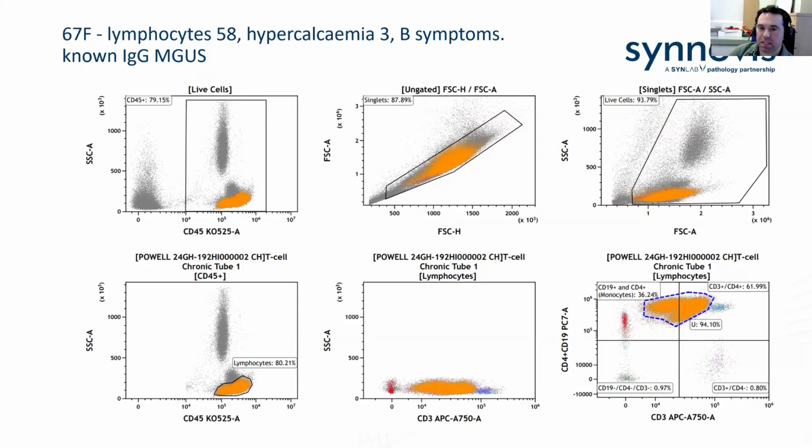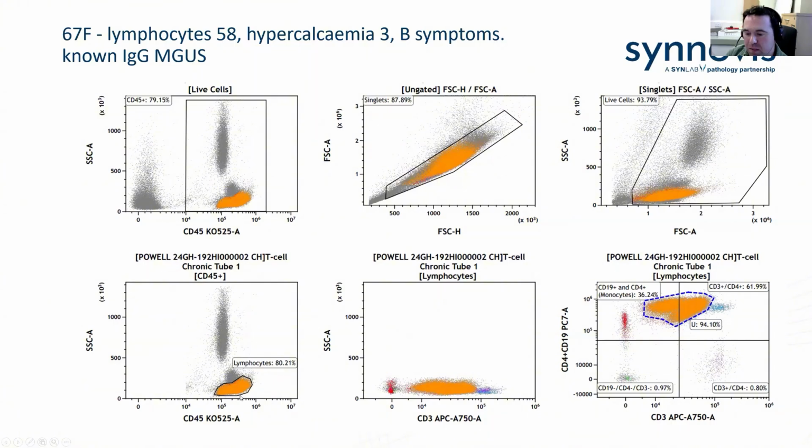This is an interesting one. A 67-year-old female, had a lymphocyte count of 58, hypercalcemia was 3, and then also B symptoms and a known IgG MGUS. That was the clinical details that we were given. On this patient, the CD45 expression on the population of interest is actually quite bright. So we would think maybe it's not an immature disease. Maybe there's something more mature here.